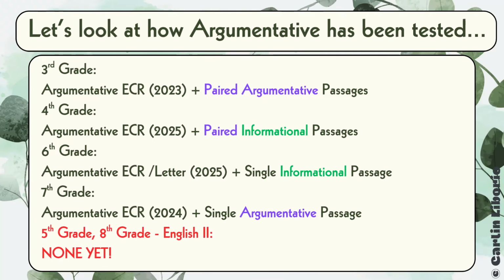If we look at the patterns here, third grade was the first grade that ever got argumentative. It was the first year of STAR, 2023. Fourth grade had it last year, 2025. Sixth grade had it in 2025, and seventh grade had it in 2024. To date, making this video today in 2026, fifth grade has yet to have argumentative. Eighth grade, all the way to English 2, has not had argumentative yet.